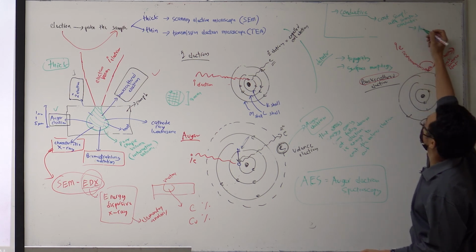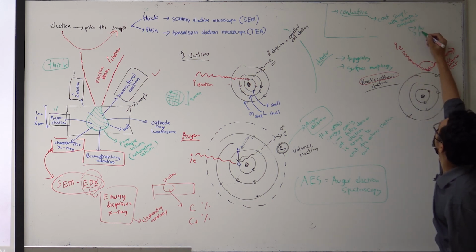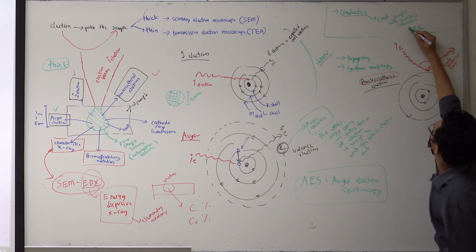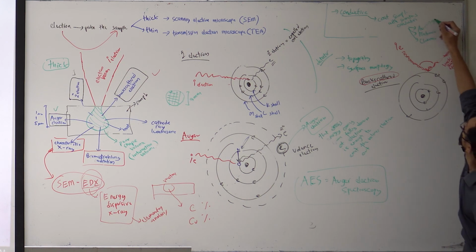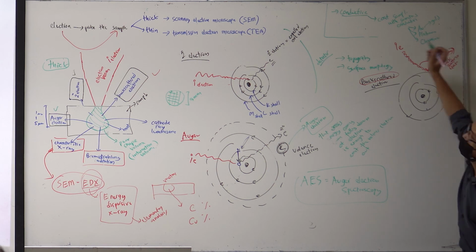Normally people coat with gold, platinum, or chromium. This is gold, aurum. This is chromium. Typically, people coat using these.